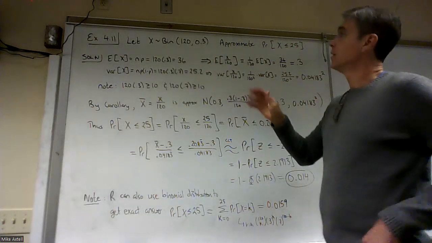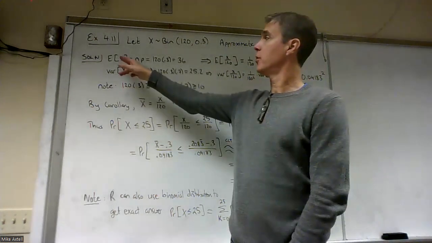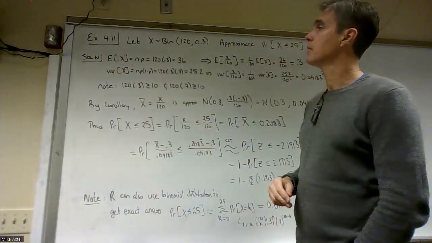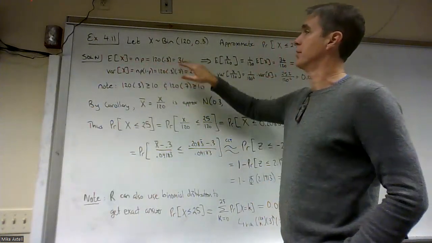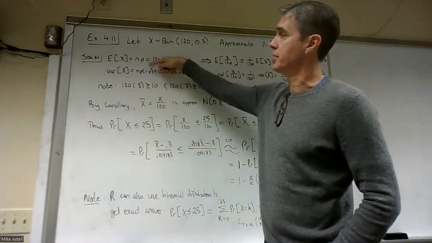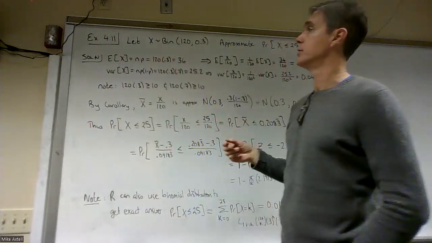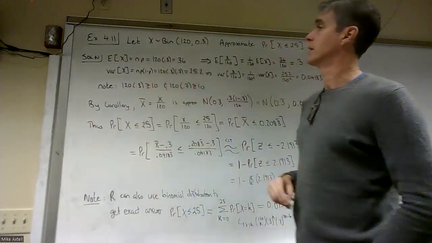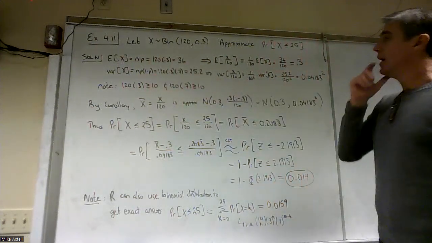Now, let's see. Some information. The expected value of x is n times p. So that's 120 times 0.3, which is 36. And the variance of x is np times 1 minus p. So those are just binomial facts, binomial distribution, mean and variance. And so I get the variance of x is 25.2.